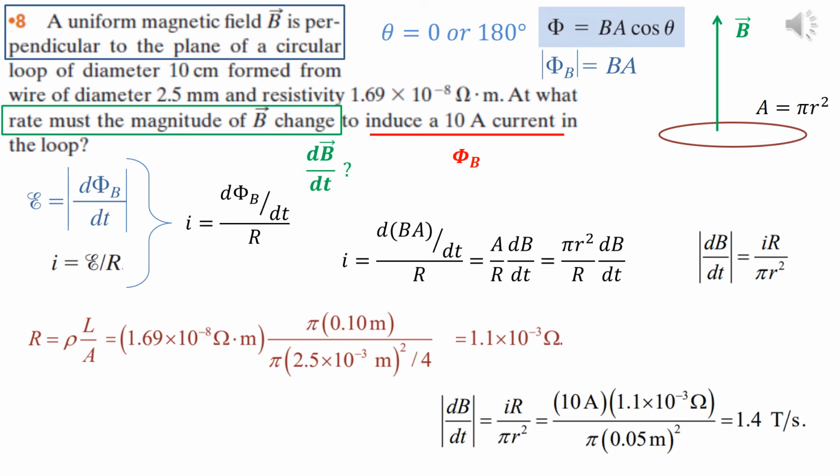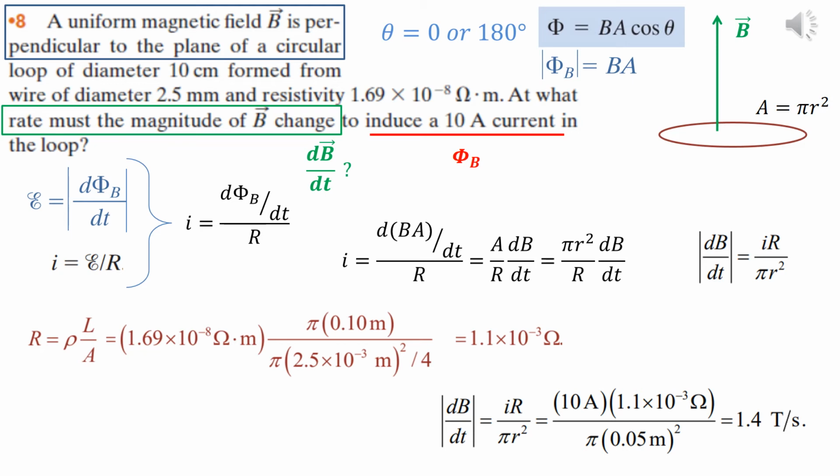Now the first formula, E equals d flux divided by dt, we naturally use it because they asked me about dB over dt. And the second formula in the system is I equals E over R, which is the regular Ohm's law. Now since I have I and R, it leaves me only one unknown, which is the derivative of the flux, and the flux is B times A times cosine the angle.